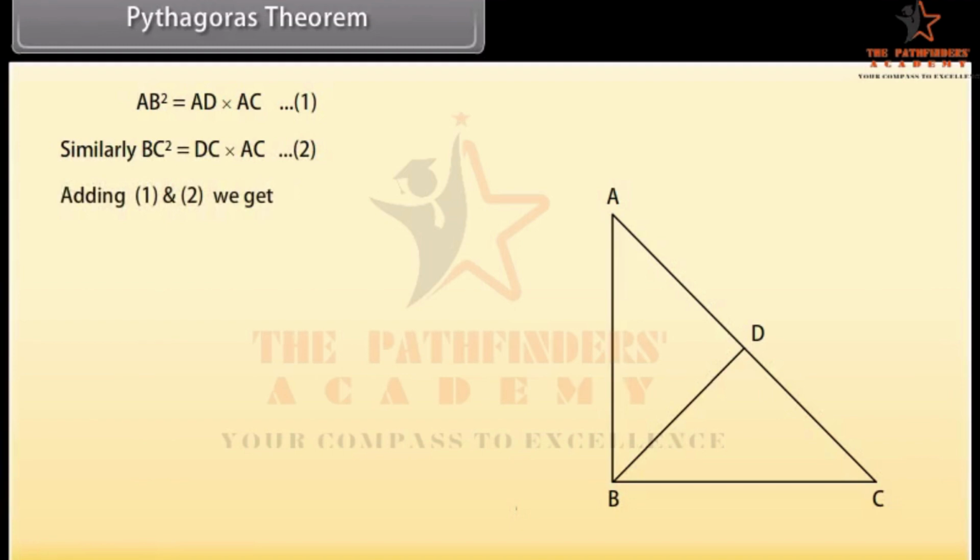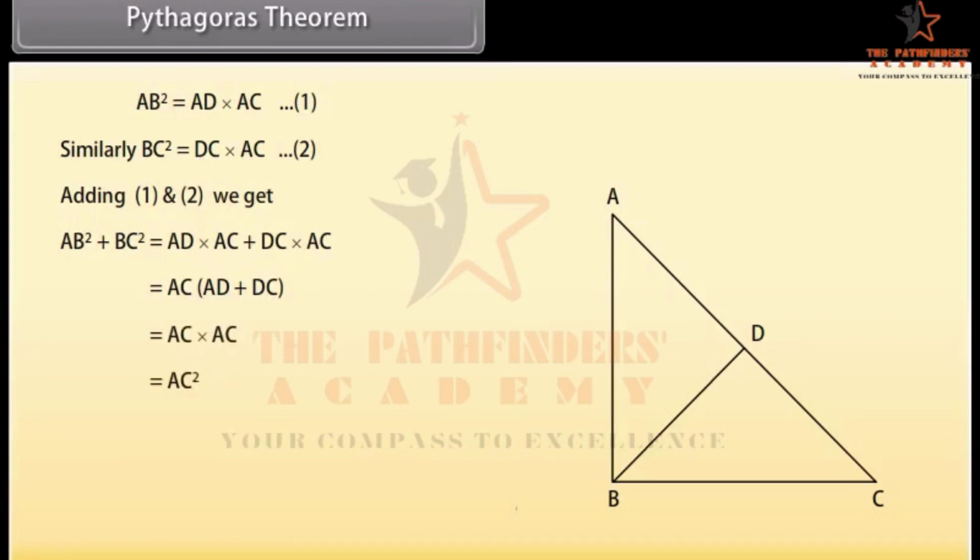By adding 1 and 2 we get AB square plus BC square equals AD into AC plus DC into AC, which equals AC into (AD plus DC), which is AC into AC, AC square. Therefore, AB square plus BC square equals AC square. Hence proved.